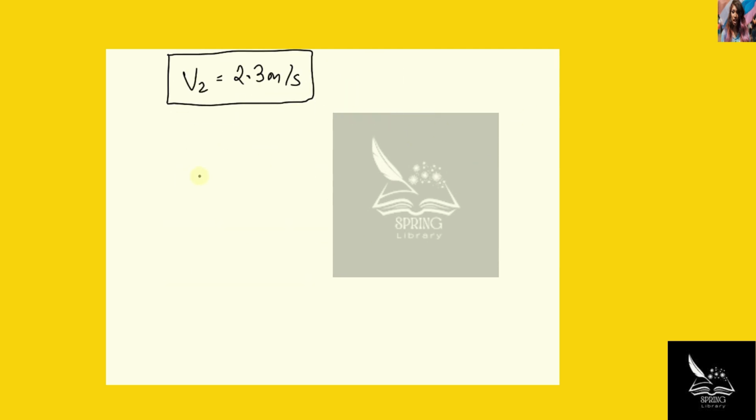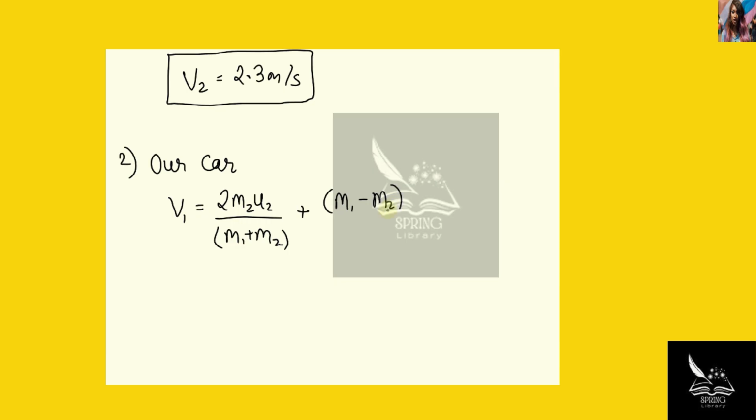Now the second question is how fast your car moves in meters per second after collision. For our car, the velocity will be v1 and that is given by 2m2u2 divided by m1 plus m2, plus m1 minus m2 times u1 divided by m1 plus m2. So this is the velocity. Again by solving the momentum conservation and kinetic energy conservation we get this.